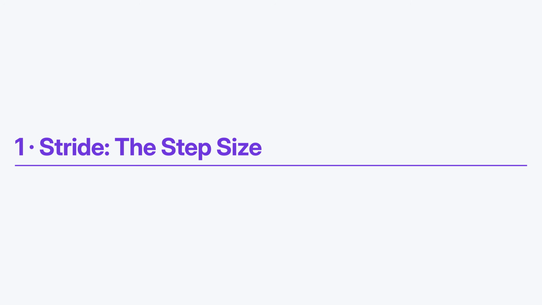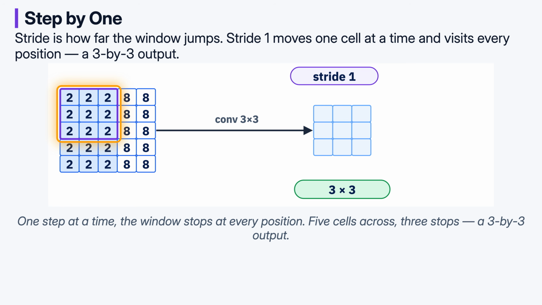First, stride, the step size. This is how far the window moves each time it slides. Stride is how far the window jumps. Stride 1 moves one cell at a time. It stops at every position and writes one output value each time. Across 5 cells, the window starts at column 0, then 1, then 2, so 3 stops. 3 stops across, and 3 down give a 3x3 output.